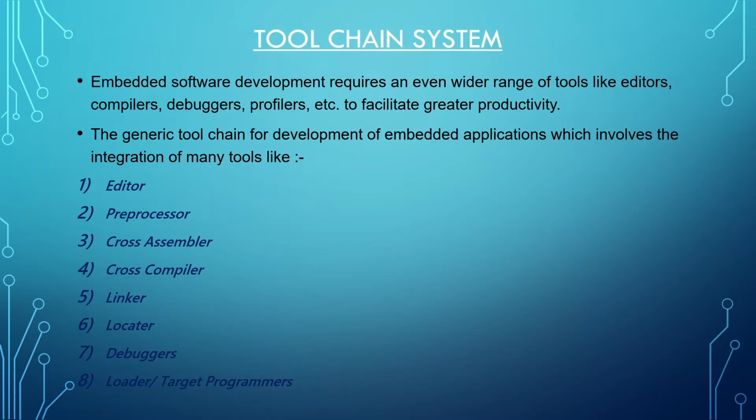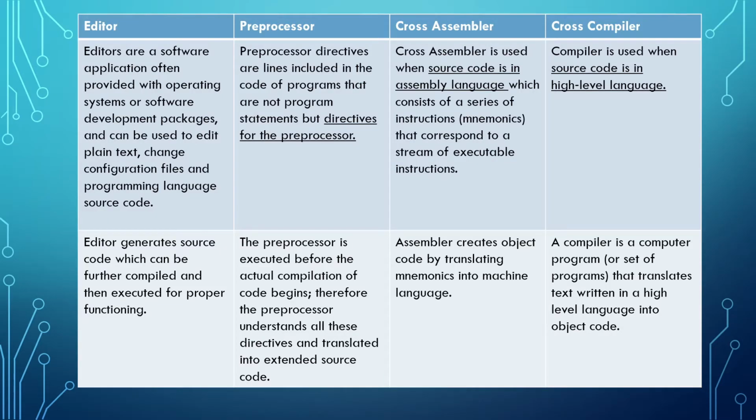The generic toolchain for development of embedded applications involves the integration of many tools like editor, preprocessor, cross-assembler, cross-compiler, linker, locator, debuggers, and loader or target programmers. Next slide. Okay, here we're going to describe each part of the toolchain system.